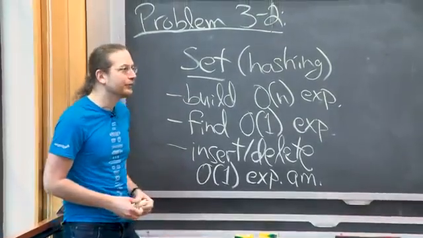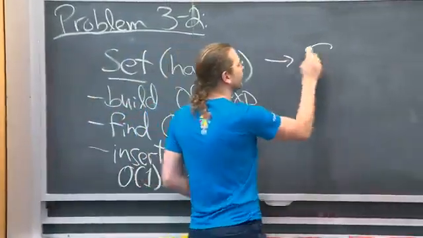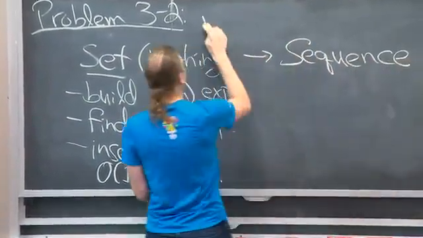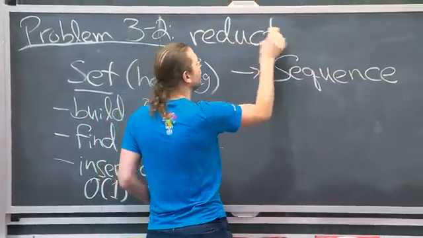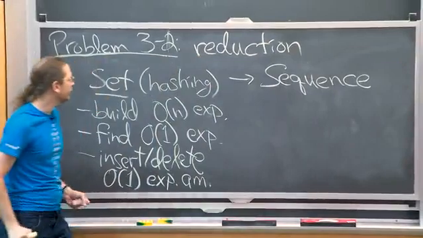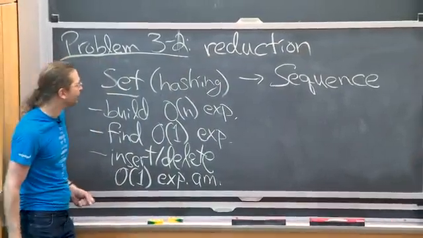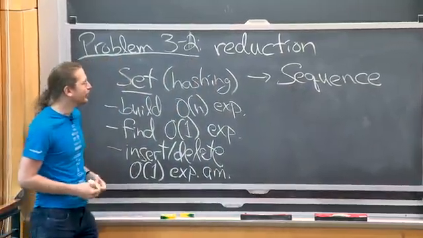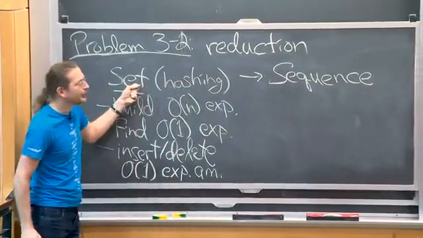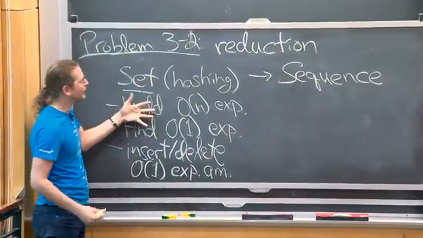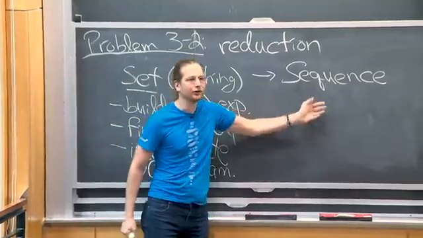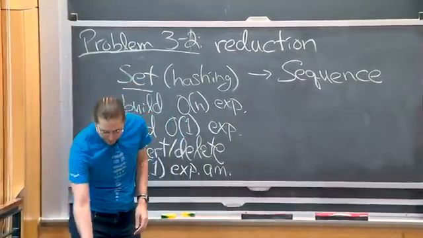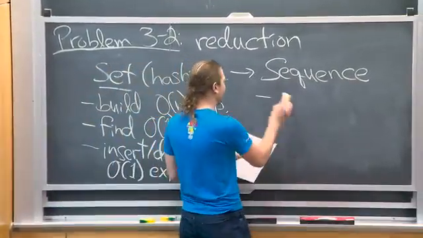And what the problem is asking is to build out of this data structure a sequence with particular time bounds. So this is what we call a reduction, in that we're going to convert, I guess technically we're reducing the sequence problem to the set problem, because we're showing how to solve the sequence problem using the set problem. But the way we'll think about it is in the other direction. We're given a data structure to solve set, and we're going to convert it into a data structure that solves sequence. This is teaching you new stuff in a problem set.